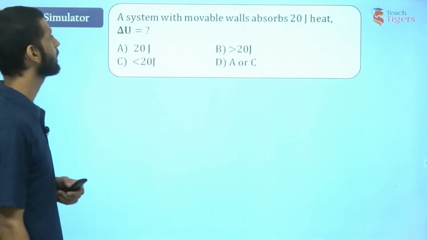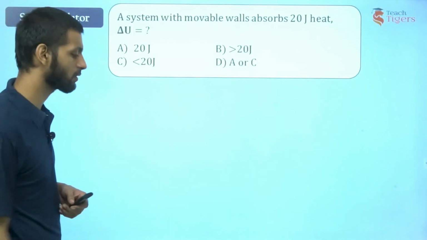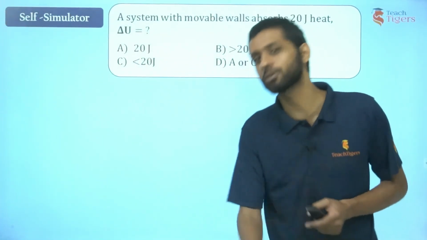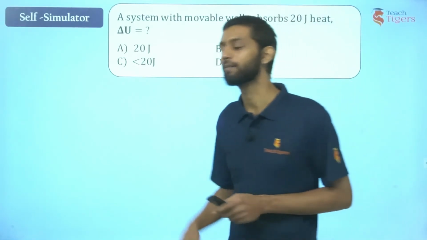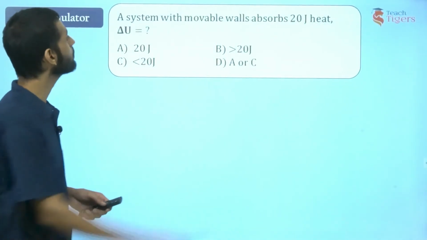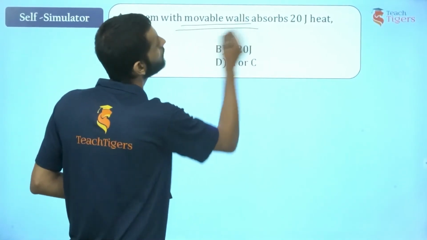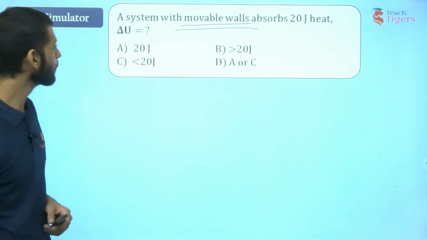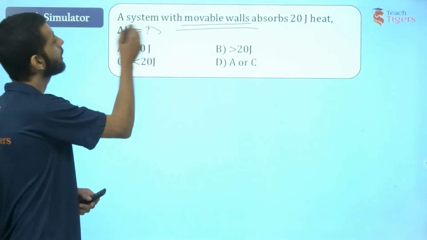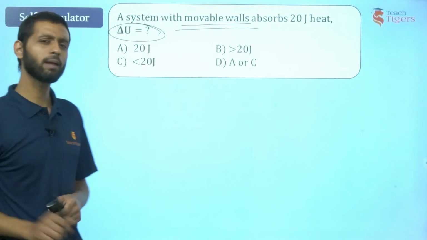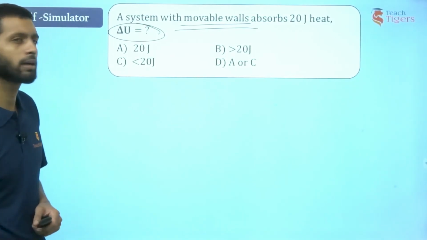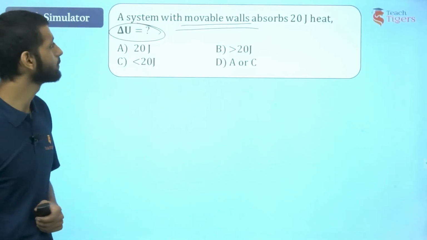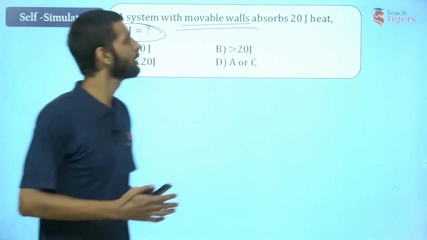Next question. Now we are in the self-simulator part of the question. Here we're going to see what mistakes you can make. We're going to try and catch those mistakes and correct them. This time, a system with movable walls absorbs 20 joule of heat. So what happens? What is the change in energy? Take a moment, think about it. Do a thought experiment. Very important. Thought experiments are very important. And let's go ahead.